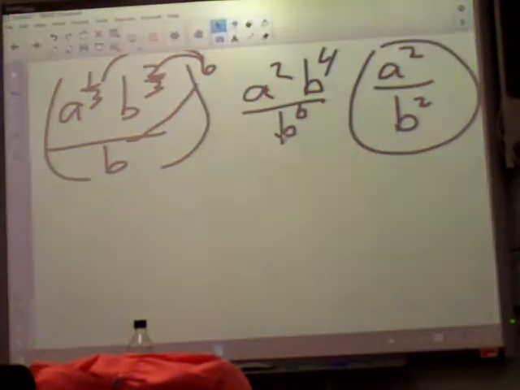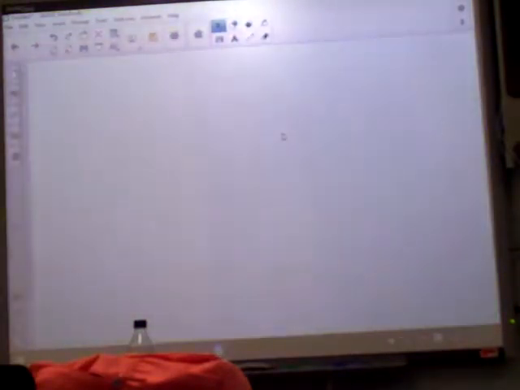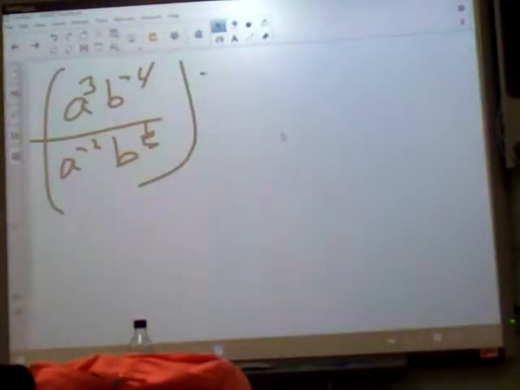Let's have a fun one here. Everybody got what we need on that one? Yes, that's good. I've got a to the 3rd, b to the -4th, over a to the negative second, b to the 1/5, all to the negative 1/2.